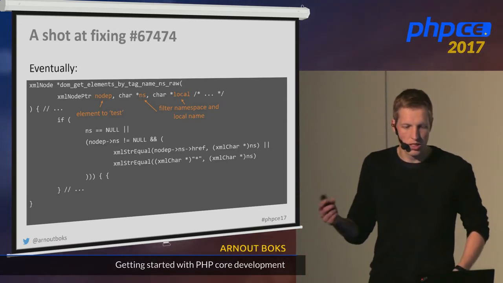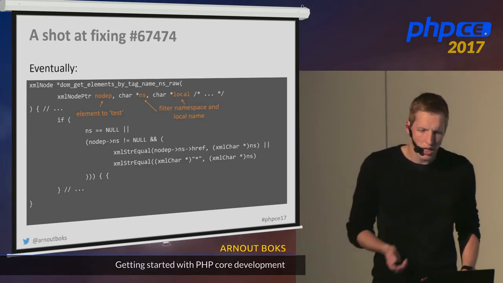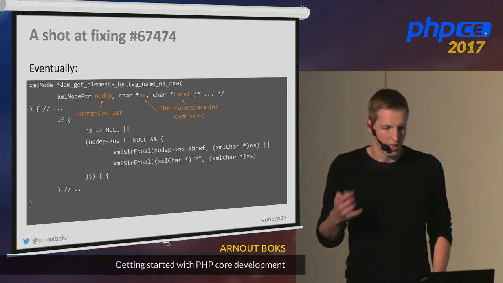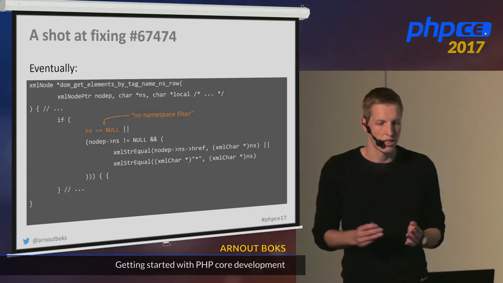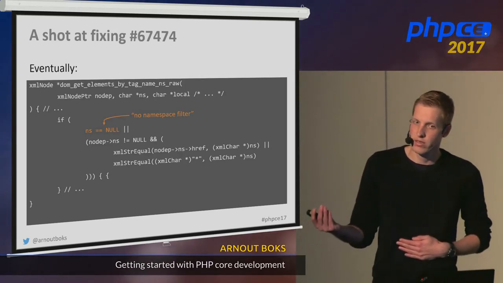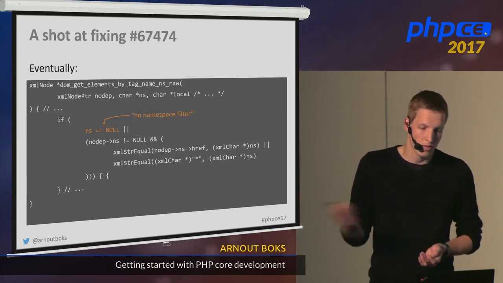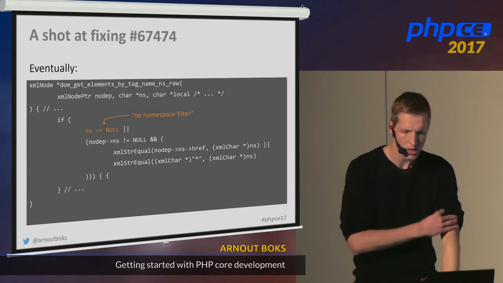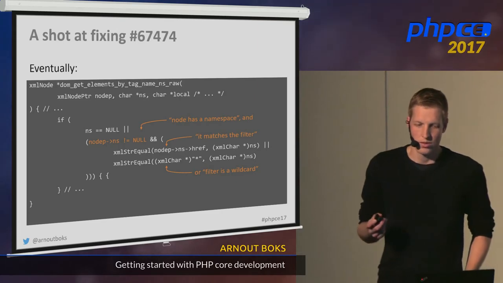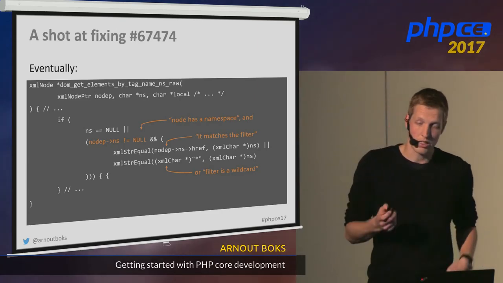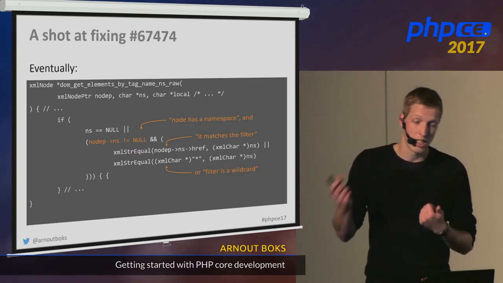And somewhere in this function was a condition to check whether that element satisfied that filter. So it consists of multiple conditions. And the first condition, ns is nil, means just if we have no namespace filter, right? ns was the namespace filter. If we don't filter by any namespace, well, then it's always okay.